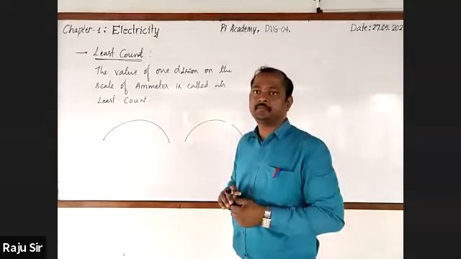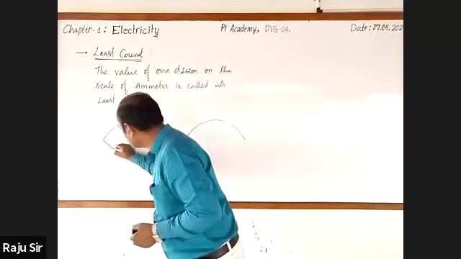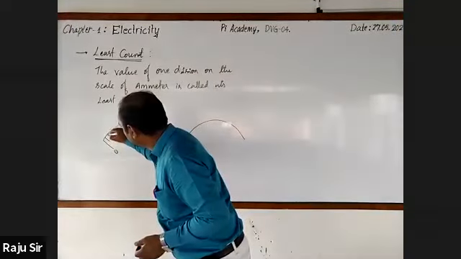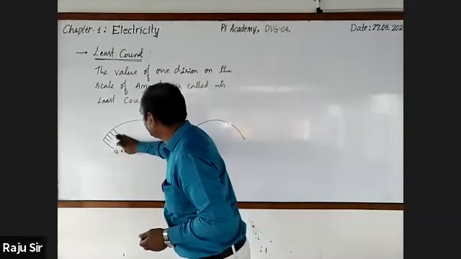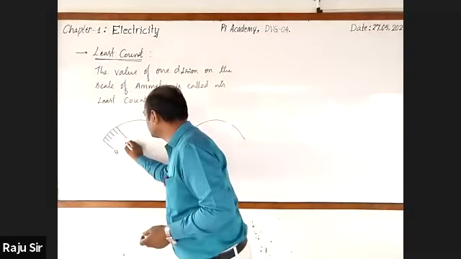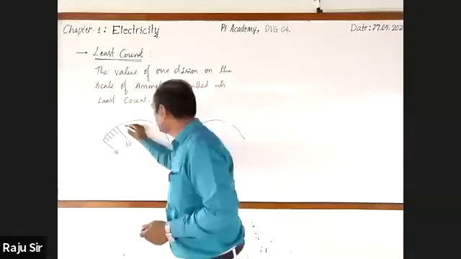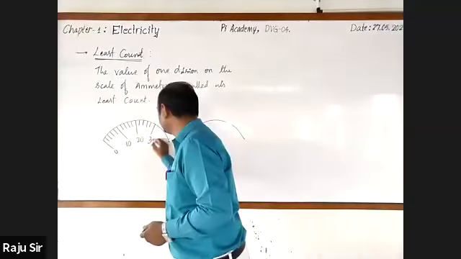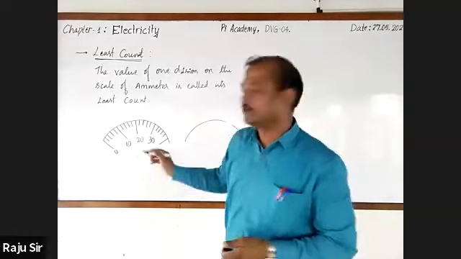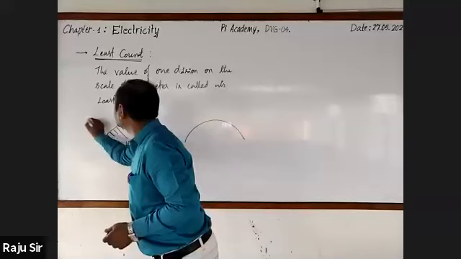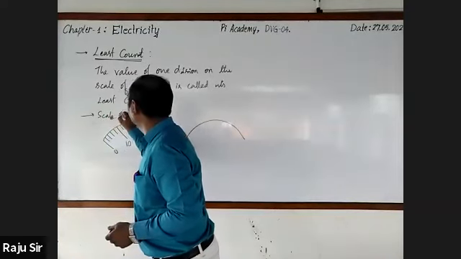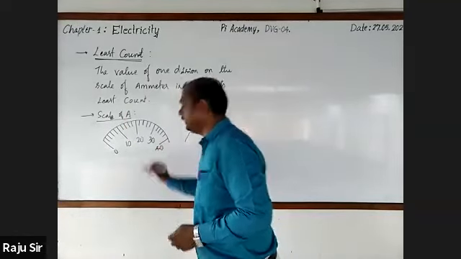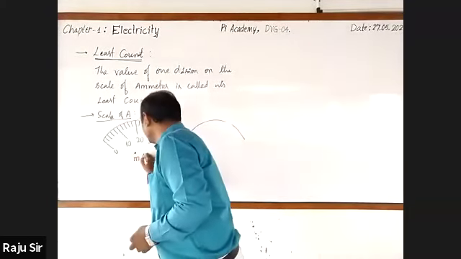Just go for drawing a semicircle and one more semicircle, as quick as possible. Here 0, here again 1, 2, 3, 4. Any number of divisions can be taken. Just 5. Then this is, let it be, 10. 1, 2, 3, 4, 5. This is 20. 1, 2, 3, 4, 5. 30. You must copy. Scale of ammeter. It is 40. And let us take this as a milliampere ammeter.